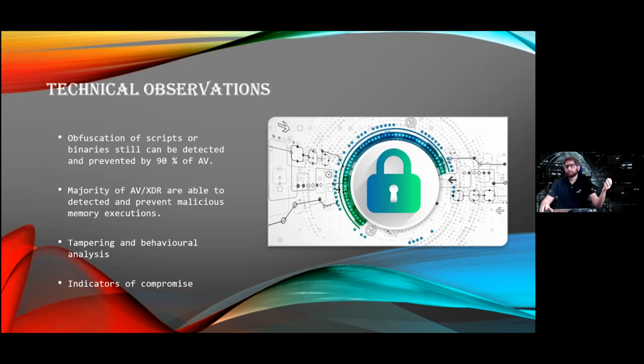90% of the newer antiviruses will detect it and prevent it in less than a couple of seconds. Even if you try to obfuscate, or try some techniques, they're still able to detect it. So in this case, you have to think, what should I do? If the obfuscation is not working, the encryption is not working in the way of the normal techniques that we know, and the antivirus is able to detect that. Even then, right now, the majority of antiviruses and XDR are able to detect memory execution.